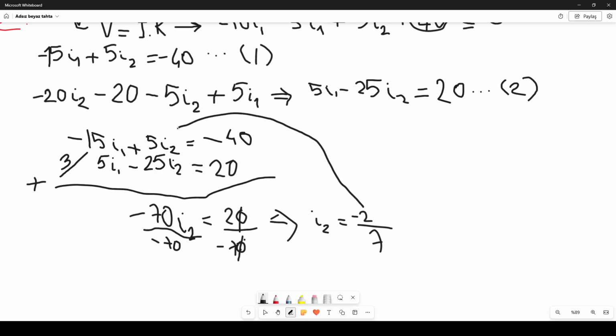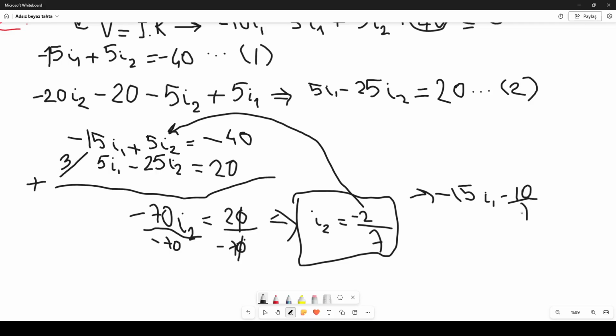And if I plug this value of I2 into one of these equations, then I find the other unknown variable. So I found the second current value, in other words the second mesh value, and put it in one of the equations. Say I put this value in the first equation, then what do I have? Minus 15I1, 5 times minus 2 over 7 is minus 10 over 7, is equal to minus 40. Let's isolate I1 and move this value to the right hand side and then divide both sides by minus 15. So minus 15I1 is equal to minus 40 plus 10 over 7.